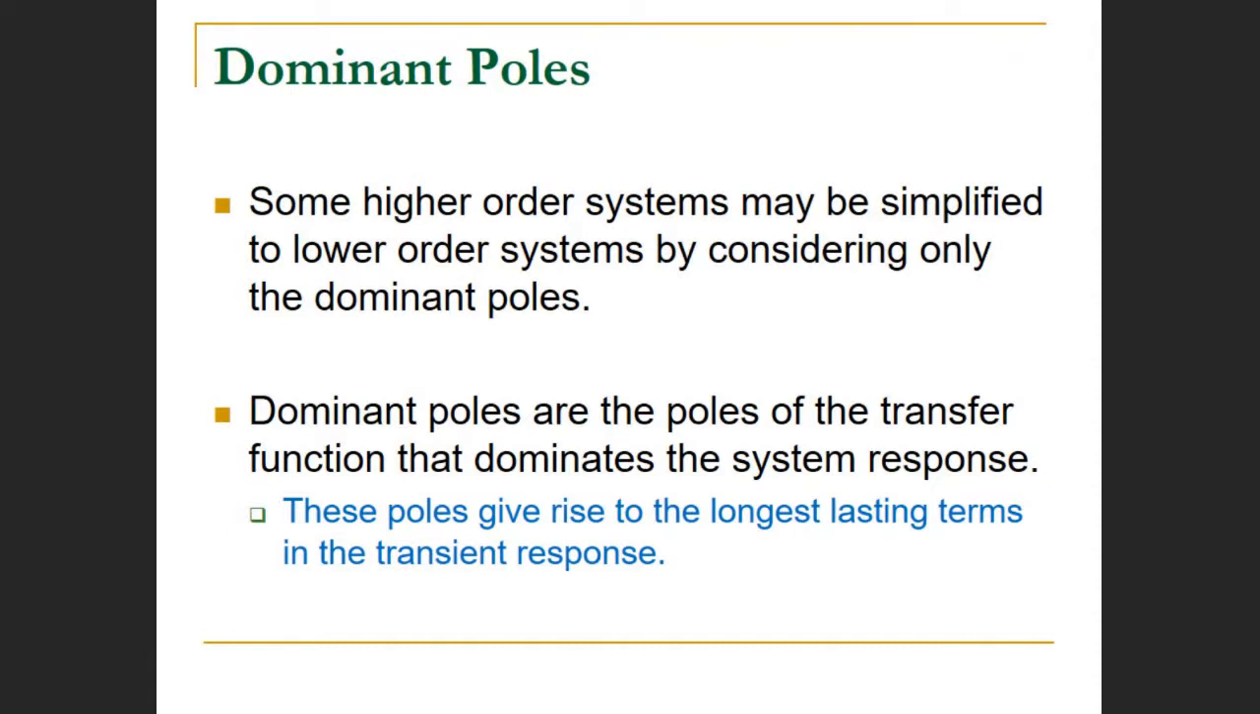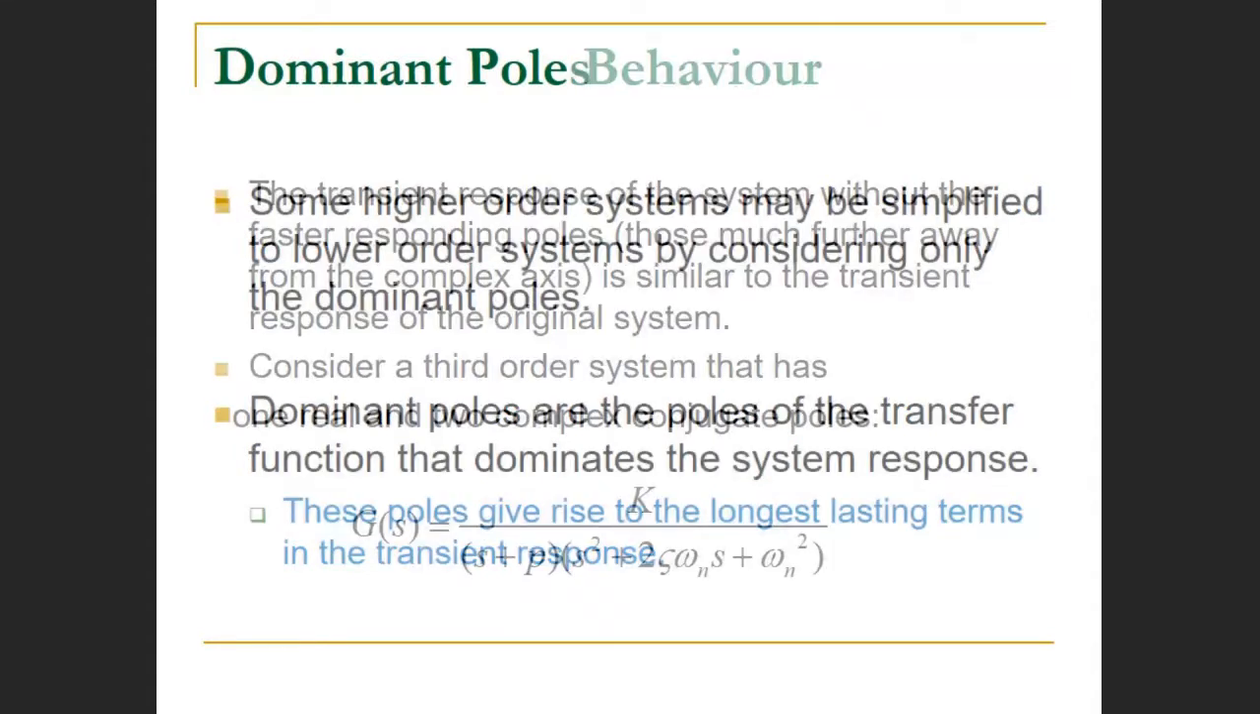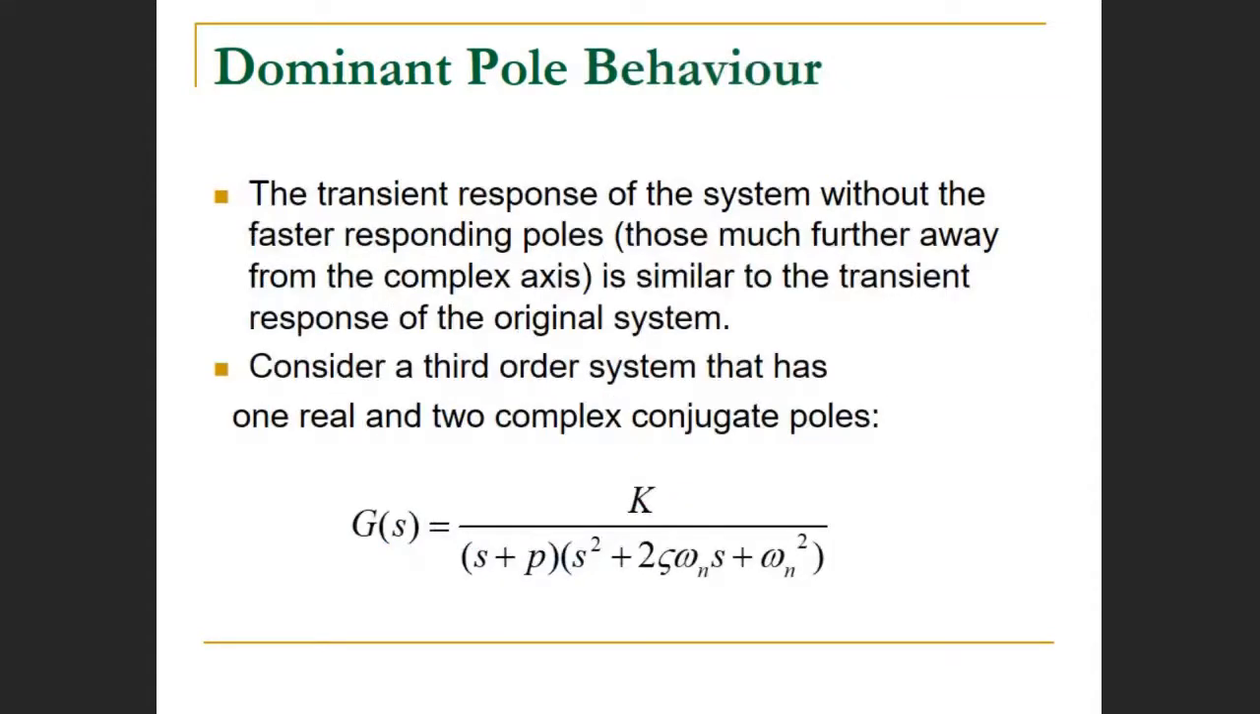So dominant poles are the poles of the transfer function that dominate the system response. These poles will give rise to the longest lasting terms in the transient response. The other, if I want a better word, non-dominant poles, the responses of these poles die out quickly. And so it's the longer lasting responses that will really show up in the analysis. So we're going to look at how this is done.